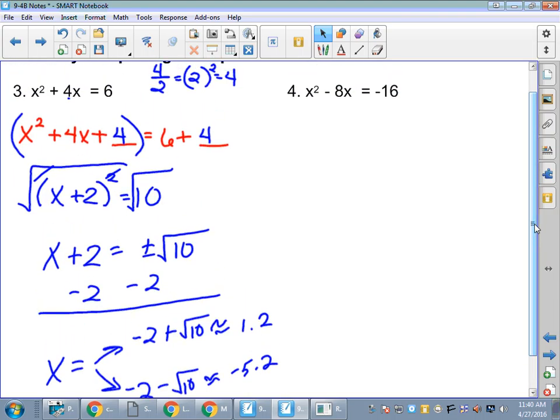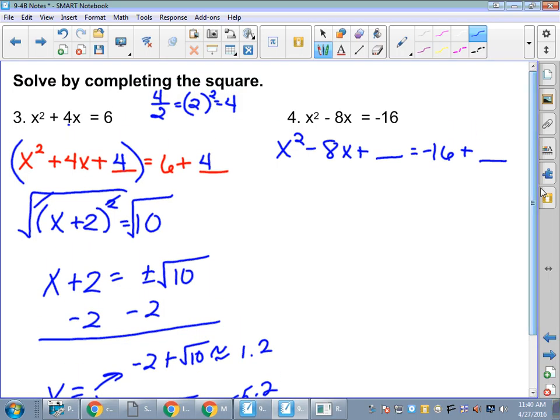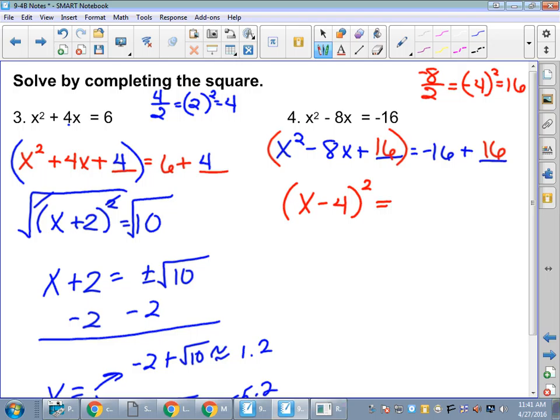So for this one, we're going to bring in a new c value. I've got x squared minus 8x plus room for a c value is equal to negative 16 plus a new c value. I'm going to go up top and figure out what that perfect c value would be. I take my b value, negative 8, divide it by 2, gives me negative 4. I square it, and I end up with 16. I add 16 to both sides. This trinomial becomes perfect. That's the whole concept of completing the square. X minus 4 squared is equal to 0 this time.